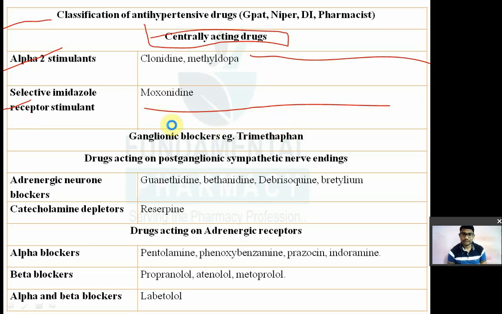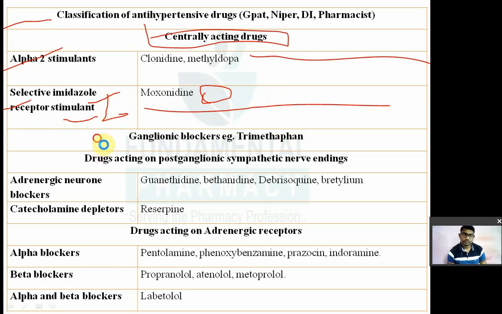This was asked again, a question has come on this in GPAT. Which one is the selective imidazole agonist used in hypertension? It was a question in GPAT 2018. Selective imidazole receptor agonist, stimulant or agonist, same term. Which one is the selective imidazole receptor agonist here? Moxonidine.